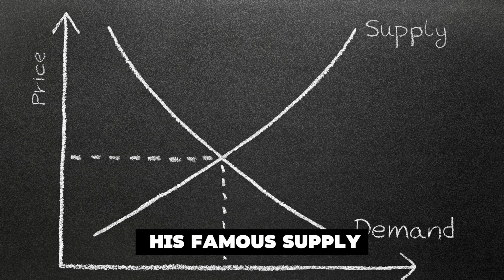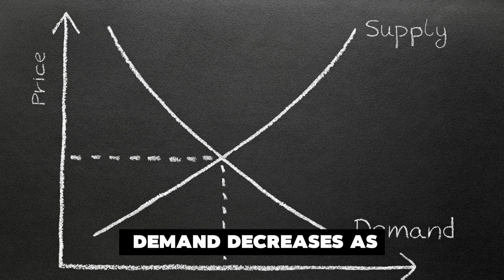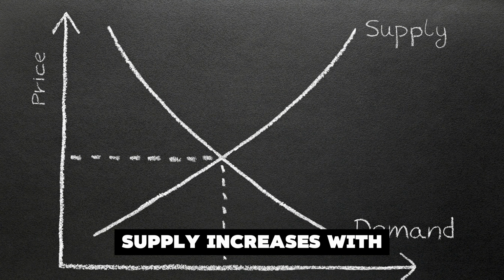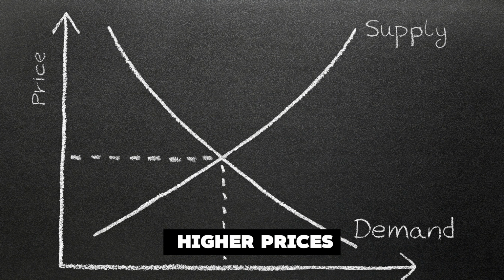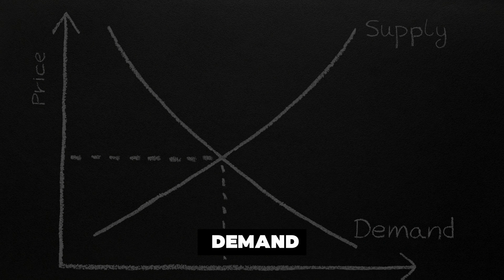Let's start with his famous supply and demand curves. According to Marshall, demand decreases as prices go up. That's why the demand curve slopes downward. On the other hand, supply increases with higher prices, which is why the supply curve slopes upward. Where these two curves meet, you find the equilibrium price, the point where supply perfectly matches demand.